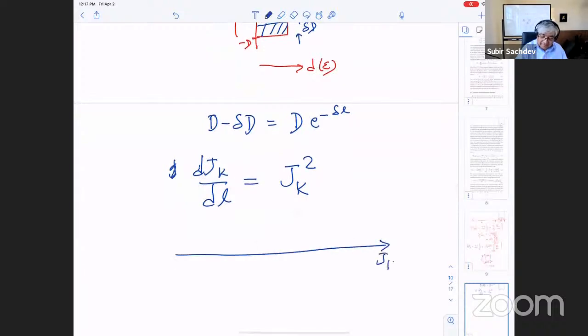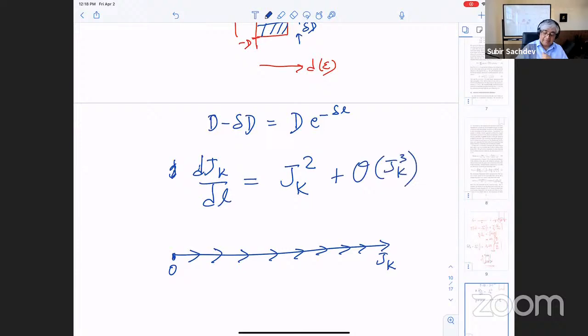So this is J_K, and this is 0. Basically, this just means J_K keeps increasing forever and goes off to infinity. Now, you can't really conclude that it goes off to infinity because this is only true for small J_K. There are corrections of order J_K cubed, which are much harder to compute. So this first term is sometimes called the poor man's scaling term. It was obtained by Yuval and Anderson.